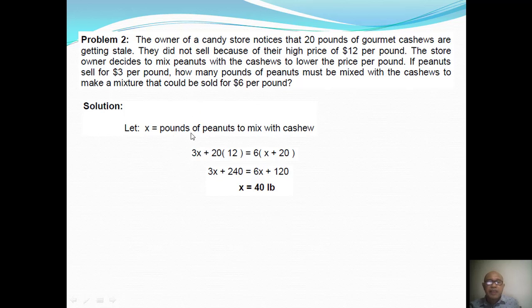So, for X pounds of peanuts, we have here 3 times X plus 20 pounds of cashews, 20 times 12. And the total amount here is X plus 20. And it can be sold for $6 per pound. So from this, we can solve for X that is equal to 40 pounds. Okay?